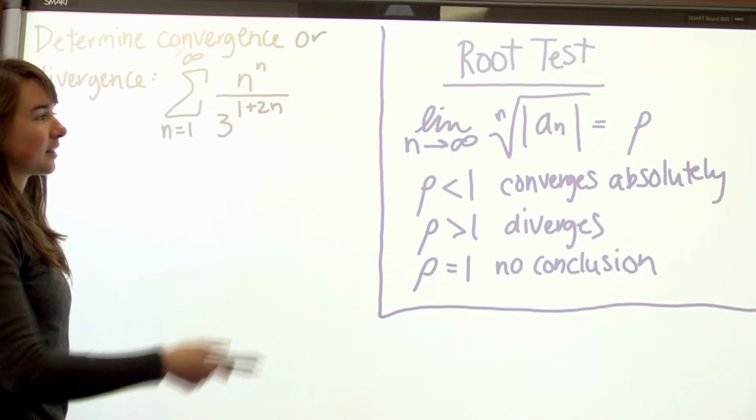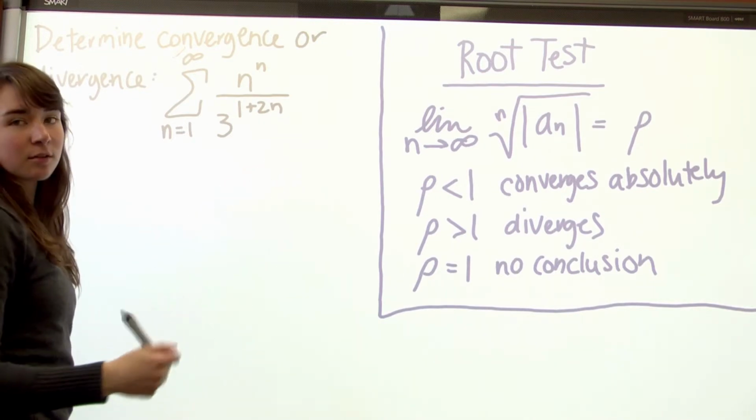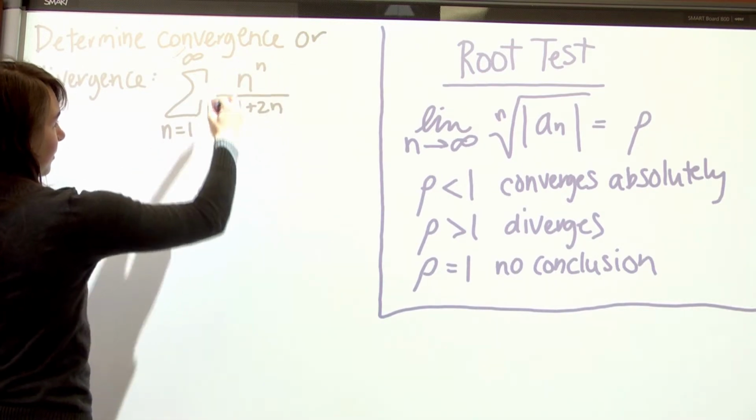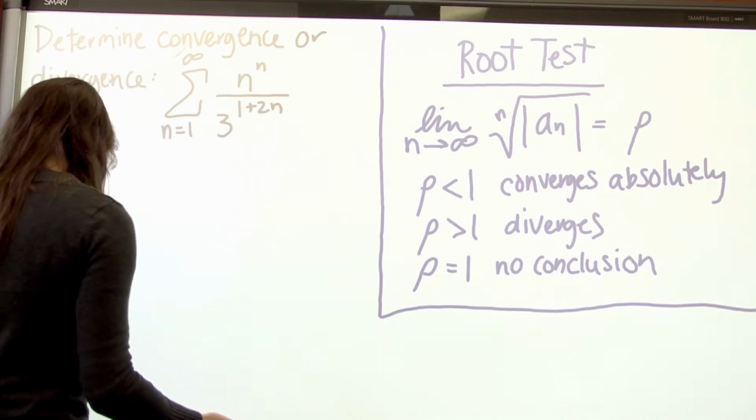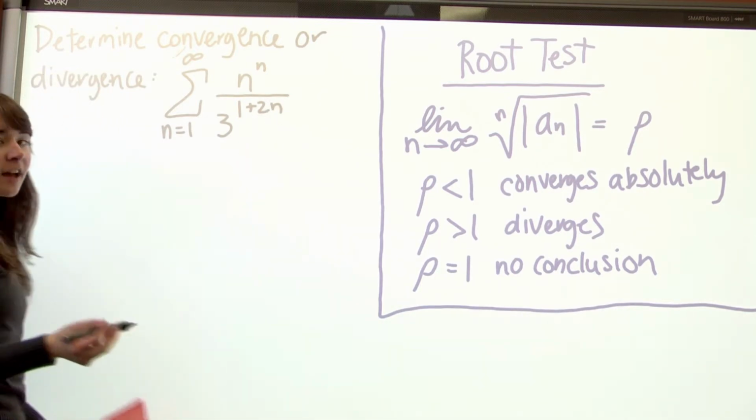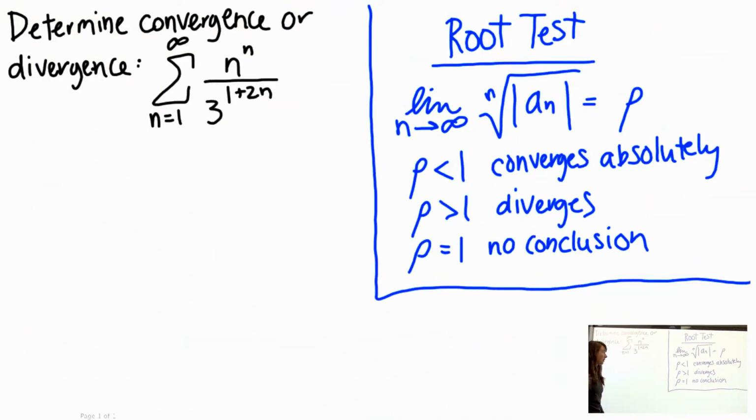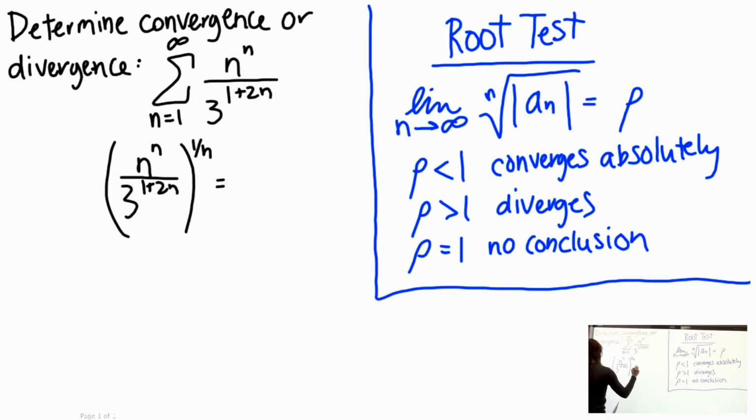And the first thing we do is take the nth root of the absolute value of this a_n. Remember that this part is our a_n. Taking the nth root is the same as taking it to the 1 over n, which I think is easier to understand. So our a_n is n to the n over 3 to the 1 plus 2n, all taken to the 1 over n. And this is just going to give us n over 3 to the 1 over n.